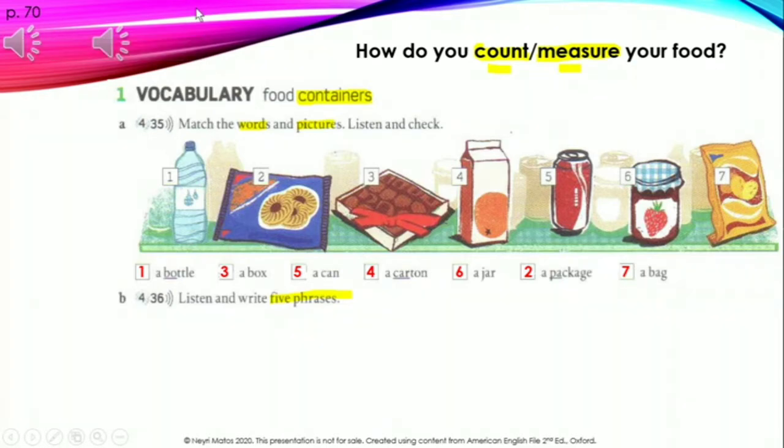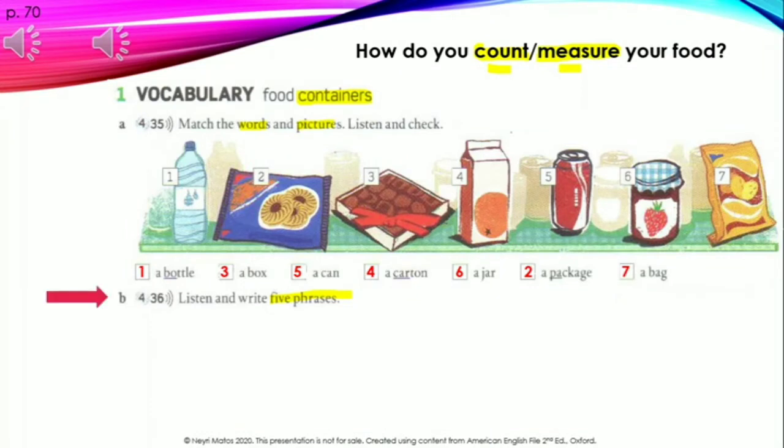4.36. 1. A bottle of oil. 2. A bag of oranges. 3. A can of peas. 4. A box of cereal. 5. A carton of milk.